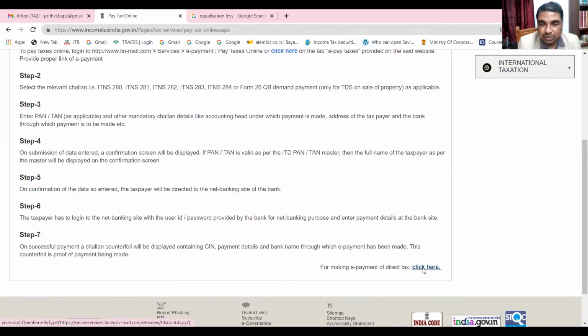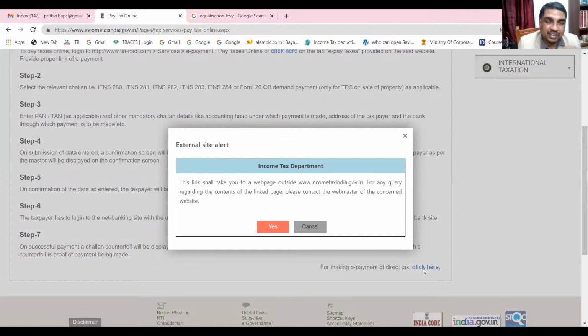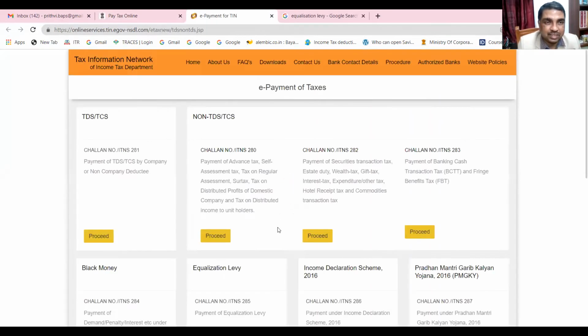So now let us click here. It will automatically take you to the other website. Okay. It is asking me whether I am interested to go to this external site. I'm saying yes. Now you see the site which I told you, NSDL. So now this is the site. Now you can see e-payment of taxes.